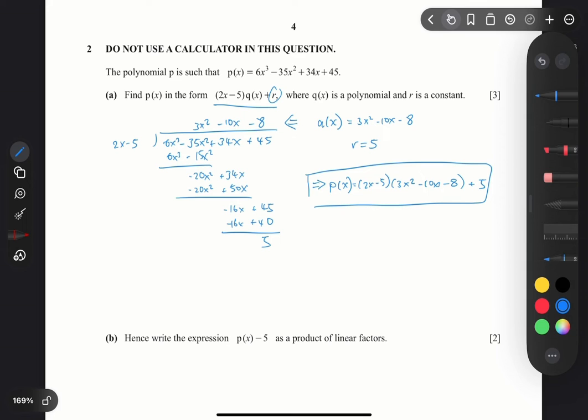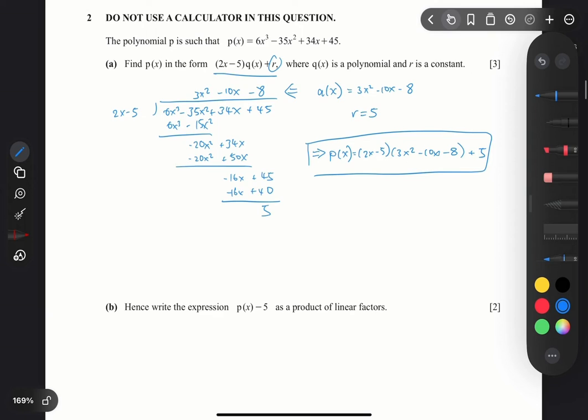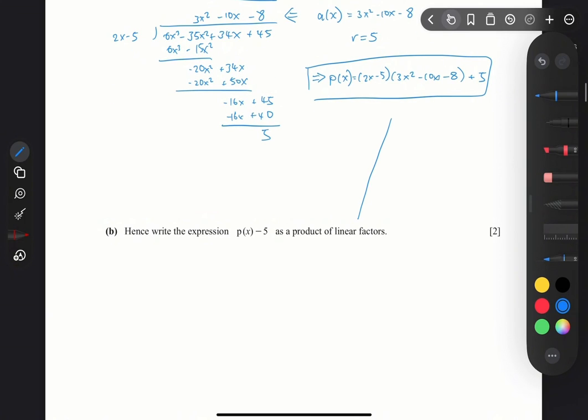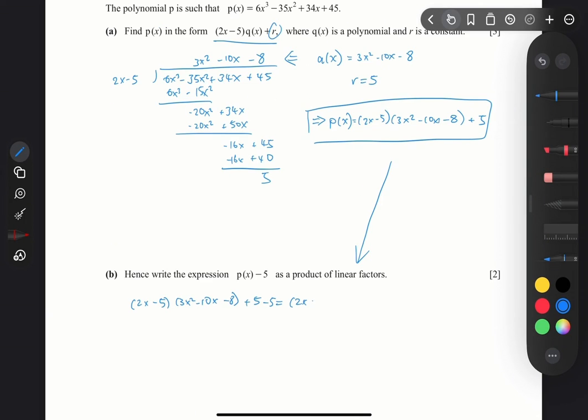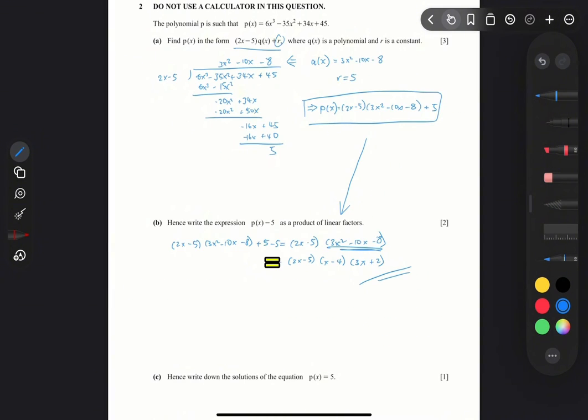Hence, write the expression p(x) minus 5 as the product of linear factors. So you just copy this. Okay, so the 5 minus 5 cancels out, and you just factorize this part, which becomes x minus 4 and 3x plus 2. So this is the answer.